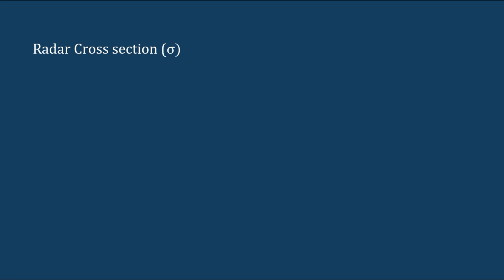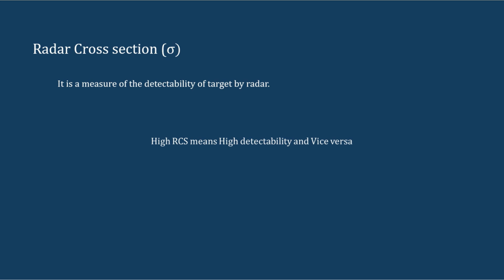The radar cross-section of a target is a measure of detectability of the target by the radar. High RCS means high detectability and low RCS means low detectability of the target by the radar. It does not represent any physical size of the target. That means the radar cross-section is not related to the physical size of the target. It actually represents the measure of the detectability of the target by the radar. So let's see that based on some analogy.